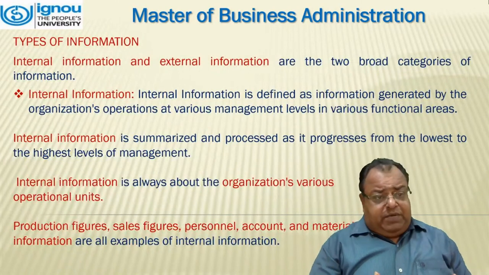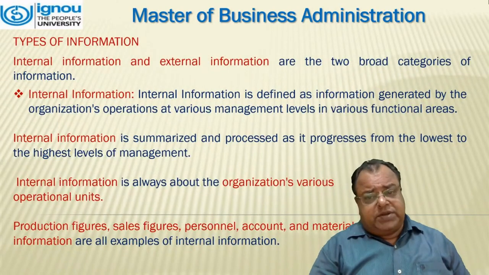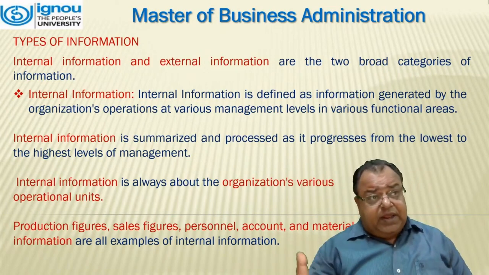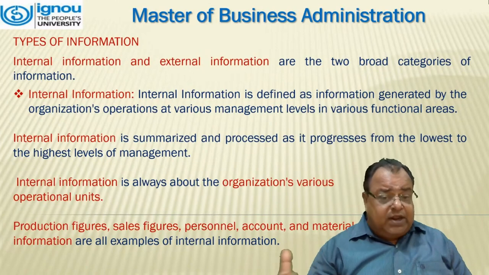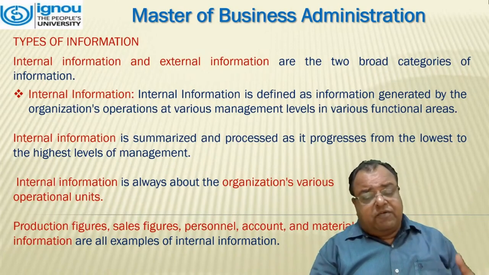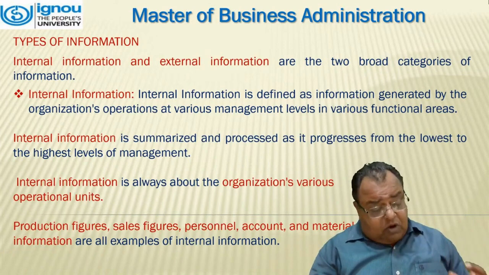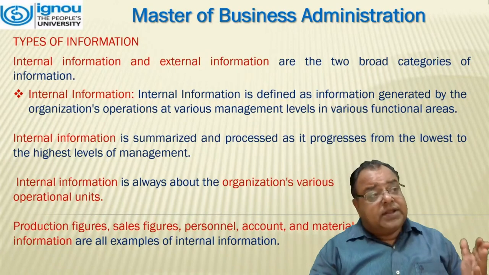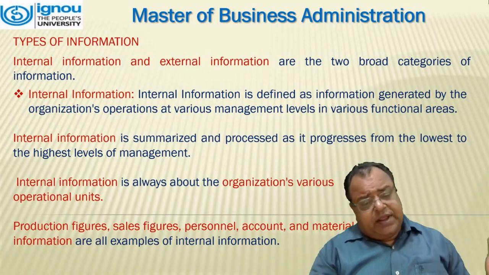What are the different types of information? Internal information and external information are the two broad categories of information. Internal information is defined as information generated by the organization's operations at various management levels in various functional areas. Internal information is summarized and processed as it progresses from the lowest to the highest level of management. Internal information is always about the organization's various operational units. Production figures, sales figures, personnel, account, and material information are examples of internal information.